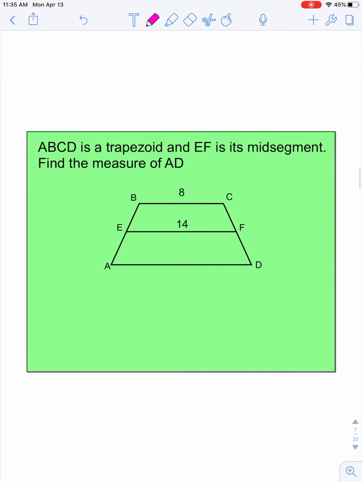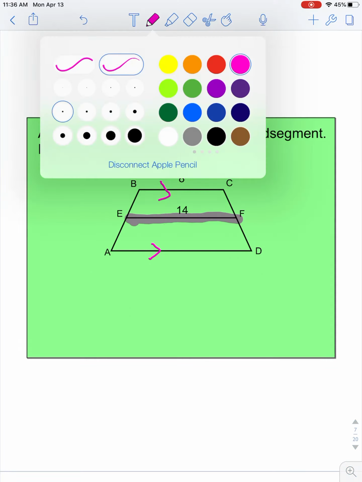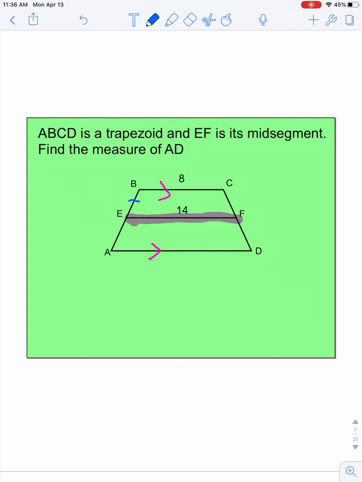So this particular example tells you that ABCD is a trapezoid. Well, if it's a trapezoid, then you know that it has to have exactly one pair of parallel sides. It also tells you that EF is the midsegment. So because it told you that piece of information, you also know that BE and EA will be congruent, and CF and FD will be congruent. It did not tell you necessarily that it was isosceles. It just told you that it was a trapezoid.